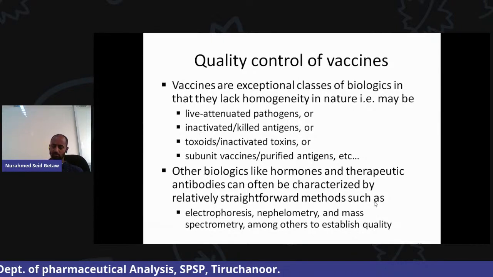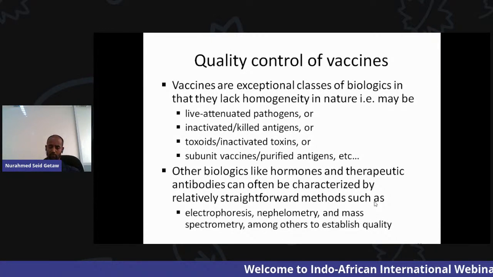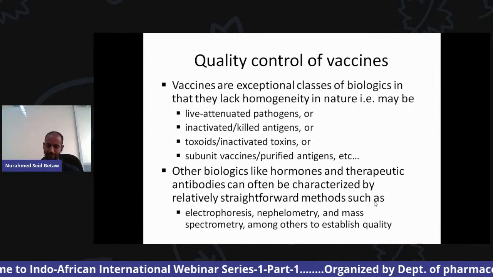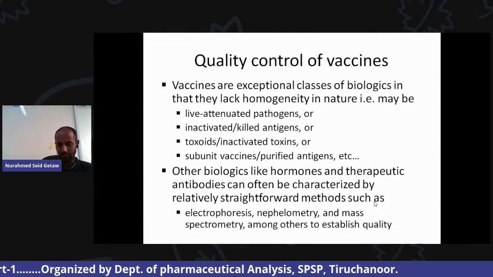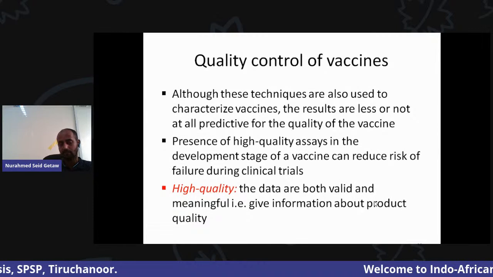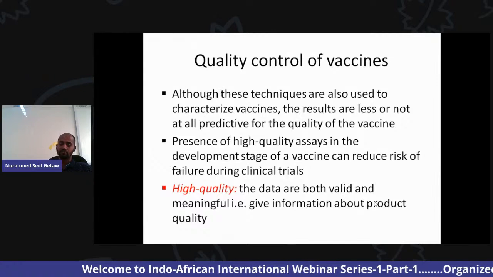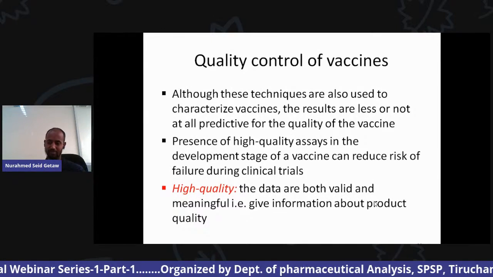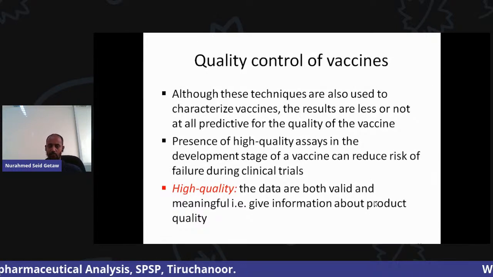But in the case of other biologics like hormones and therapeutic antibodies, the quality of these products can be checked using more or less straightforward techniques like electrophoresis, nephelometry, MS or mass spectrometry, and the like. We can also use these same techniques on vaccines, but due to that heterogeneous nature, things may not be as easy as with the other products. It may not even be capable of telling the actual quality status of that vaccine. So this is the problem.